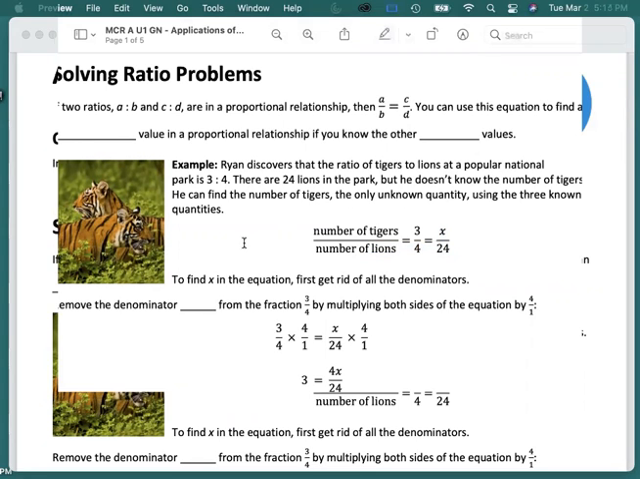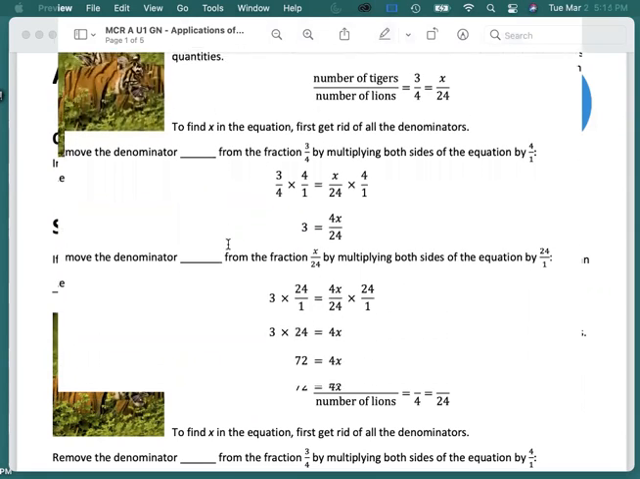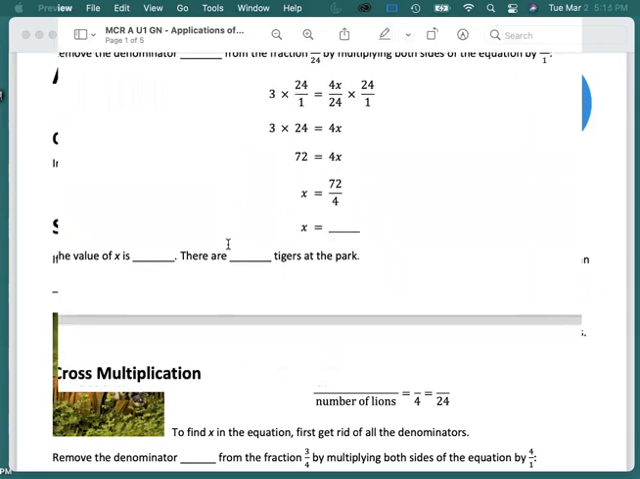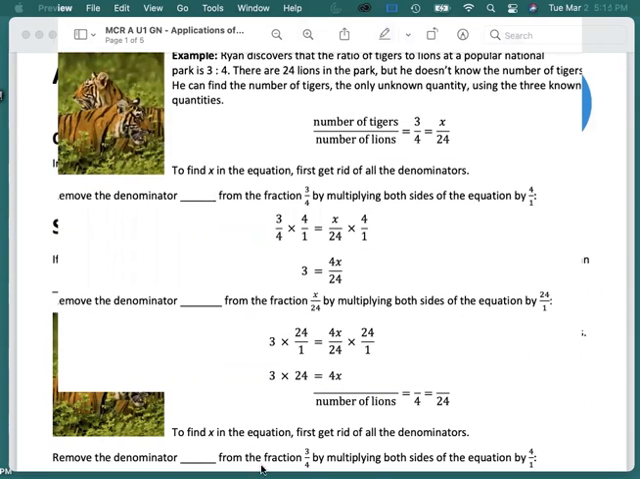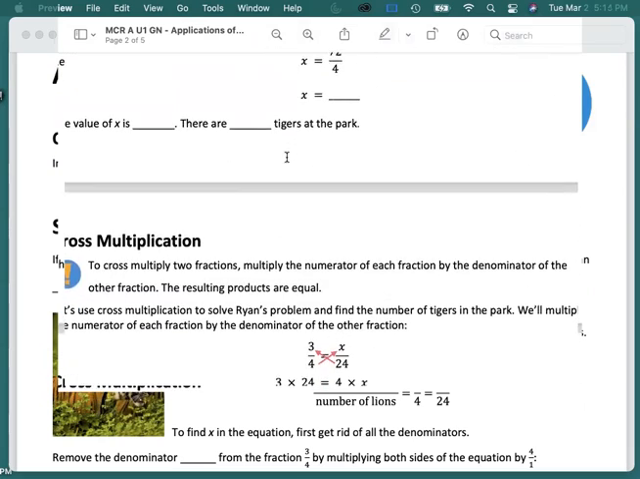And then we think, okay, well, how many times does 4 go into 24? 6 times. So 3 times 6 is 18. There would be 18 tigers at the park. The guided notes show you a different way to solve it, which is absolutely fine. Do whichever way makes sense to you.